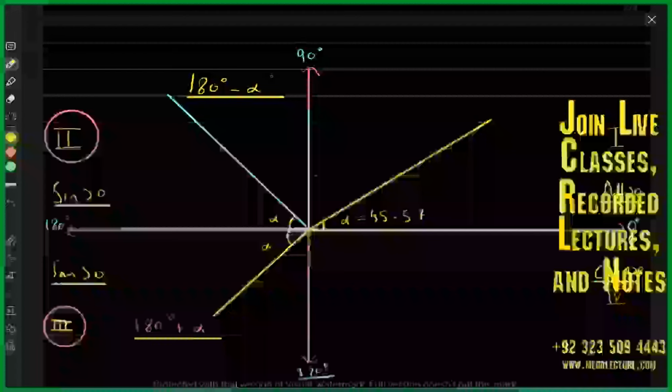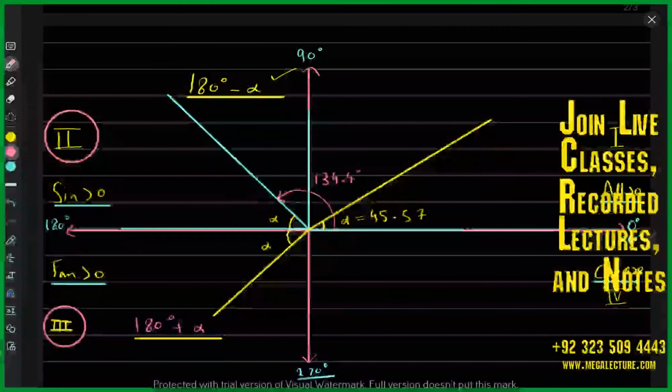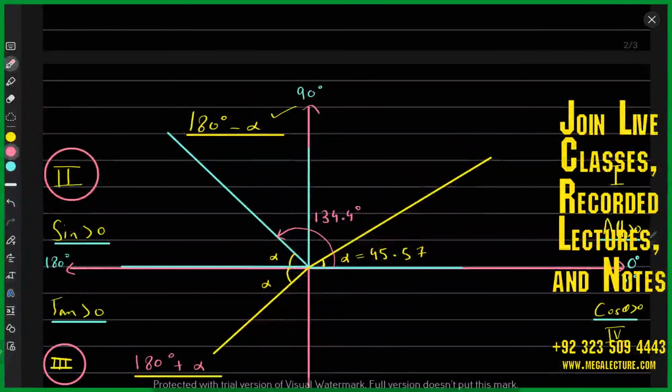So for the second quadrant, the formula was 180 minus alpha. When you do 180 minus 45.57, you are going to get this angle, and that has turned out to be 134.4 degrees. Similarly, for the angle in the third quadrant, I would start from here and go all the way like this. Here is your formula: 180 plus 45.57, because this is what my alpha is, and this would give you 225.57 degrees.